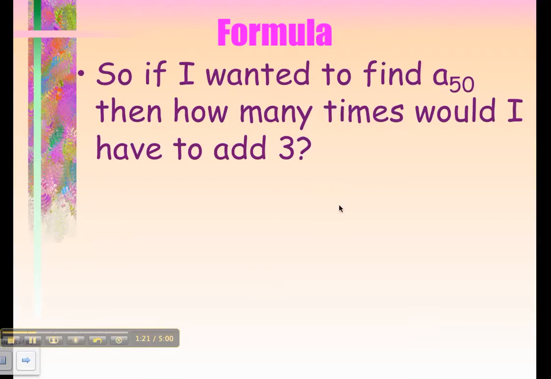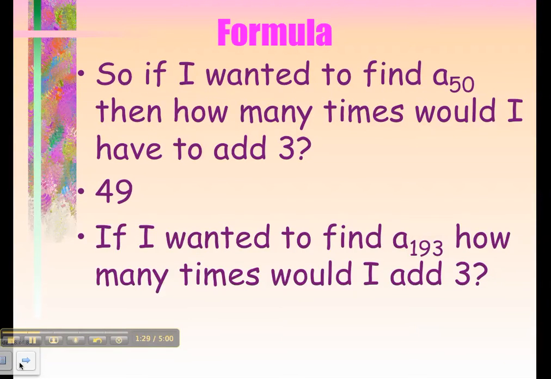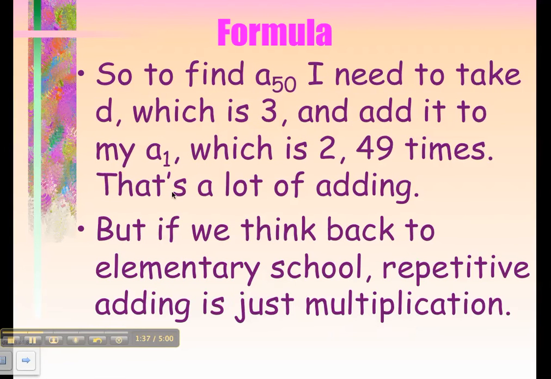So if I wanted to find the 50th term, you would have to ask yourself how many times you have to add 3. Since it's 1 less, it would have to be 49. So if you wanted to find the 193rd term, how many times would you have to add 3? The answer is 192. So to find the 50th term in the sequence, you would need to take 3 and add it to the first value 2 49 times.